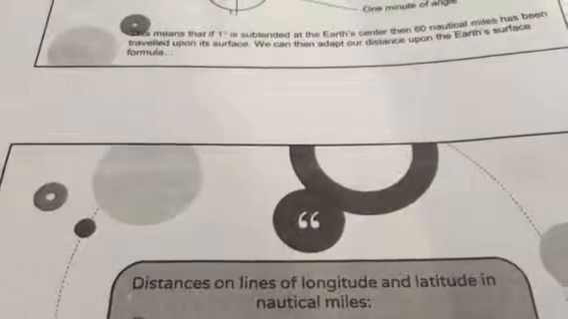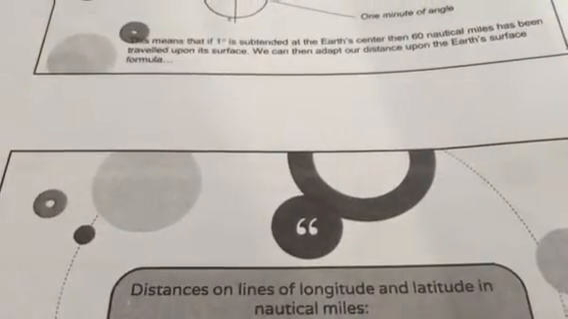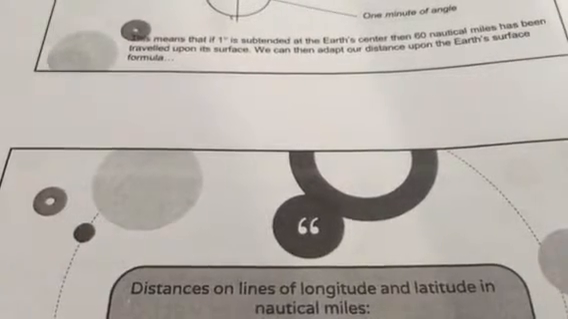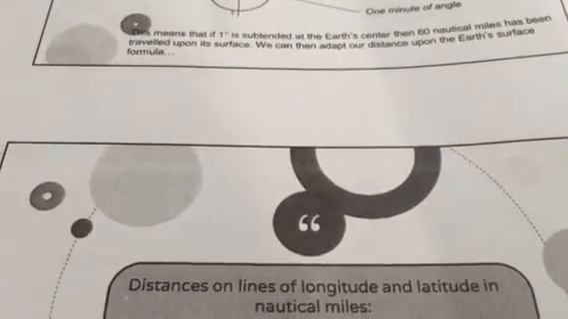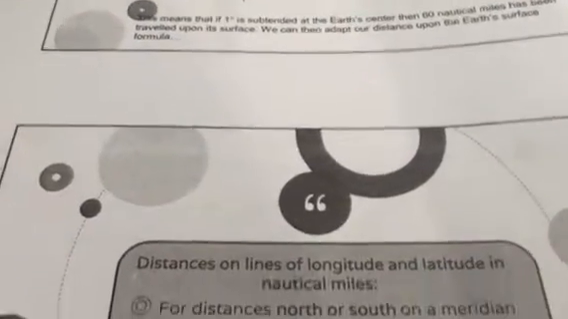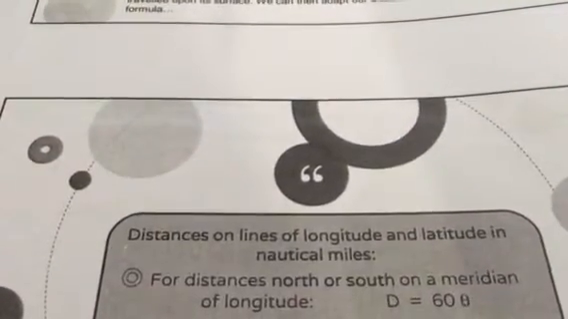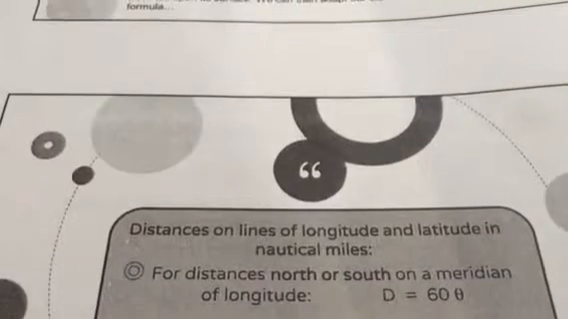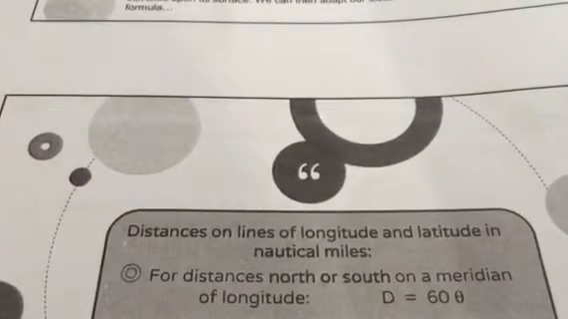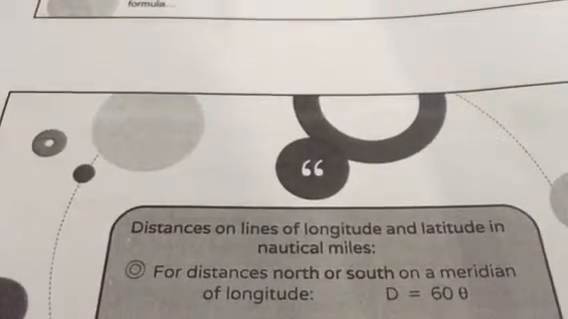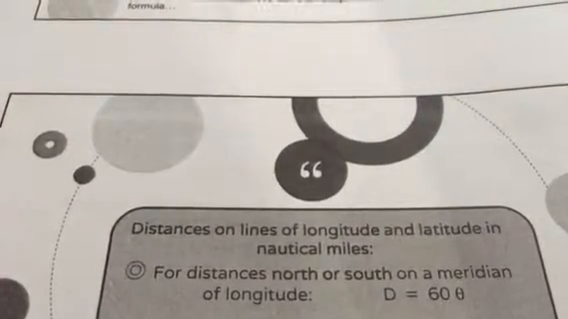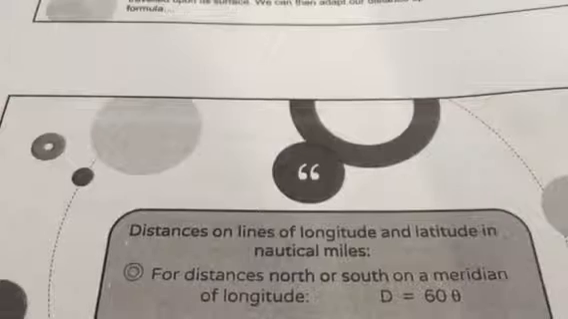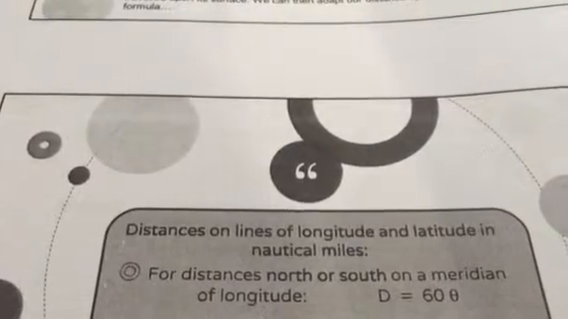So now we can have a think about creating a couple of simple formulas to help us with distances on lines of longitude and latitude in nautical miles. Okay, so we've just worked out that for distances north or south on a meridian of longitude, so on a great circle, distance is simply 60 times the angle, theta. Okay, so the angle between the two locations on that line of longitude.